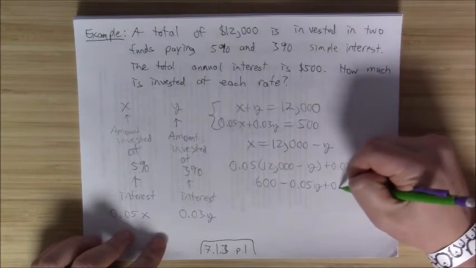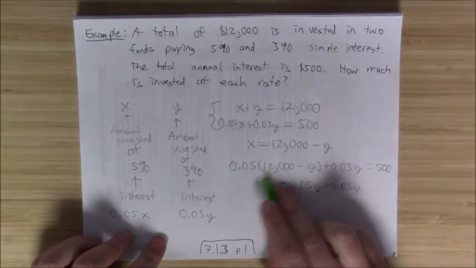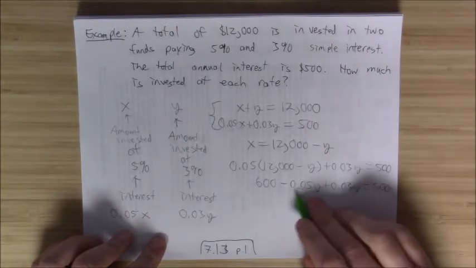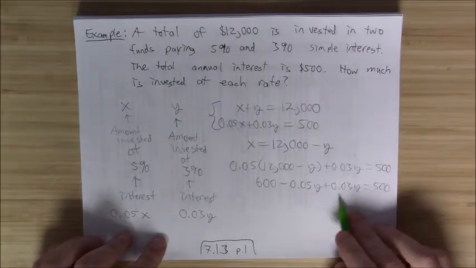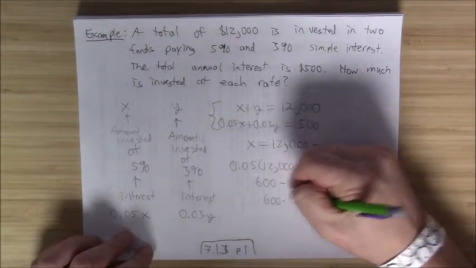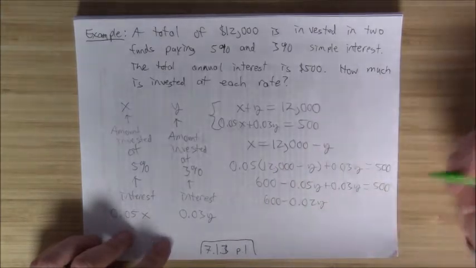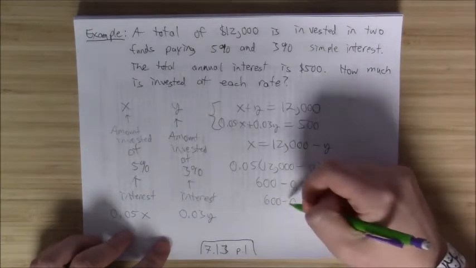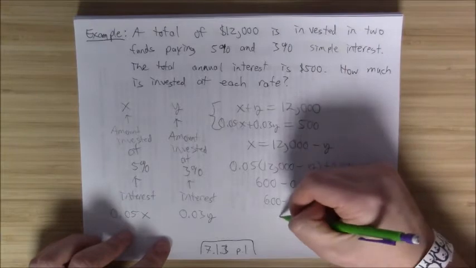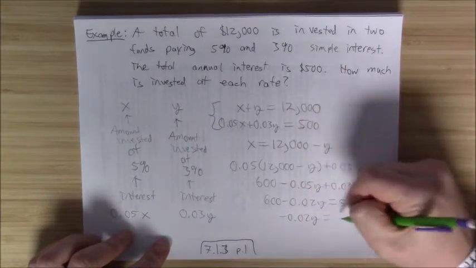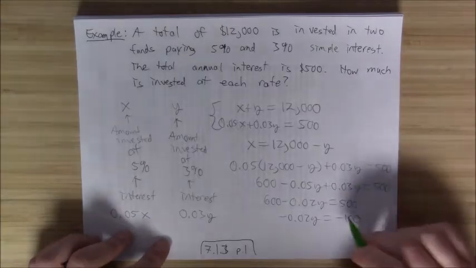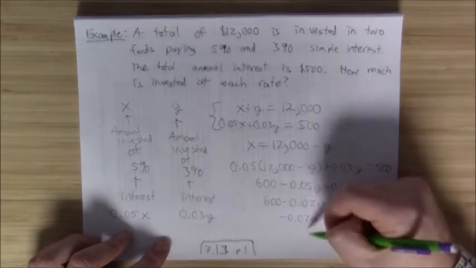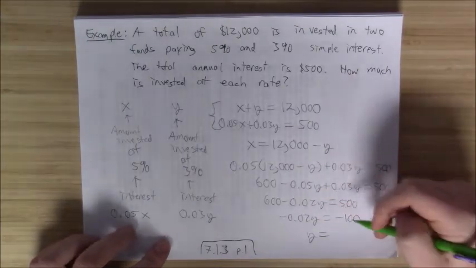Then negative 0.05y plus 0.03y. So I distributed the 0.05 through both. Putting those together, you're going to get a negative 0.02y. So you get 600 minus 0.02y equals 500. Subtract 600 to the other side, and you'll get negative 0.02y equals negative 100. Then if you divide both sides by negative 0.02, you'll end up with y equaling 5,000.